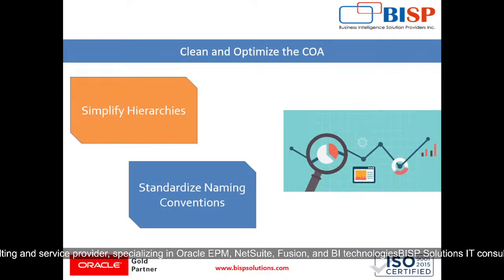comes our cleaning and optimizing the CoA, where we will be simplifying hierarchies. So in NetSuite, we will be creating parent and child accounts to simplify exporting and categorization. For example, parent account, we are taking operating expenses, and under parent account we will be taking child account as rent, utilities, salaries, like that. We will be making parent and child accounts. Then standardizing naming conventions, where we will be ensuring account names are clear and consistent.